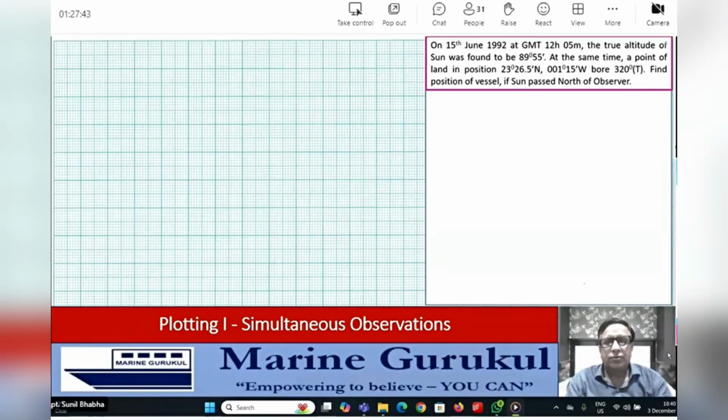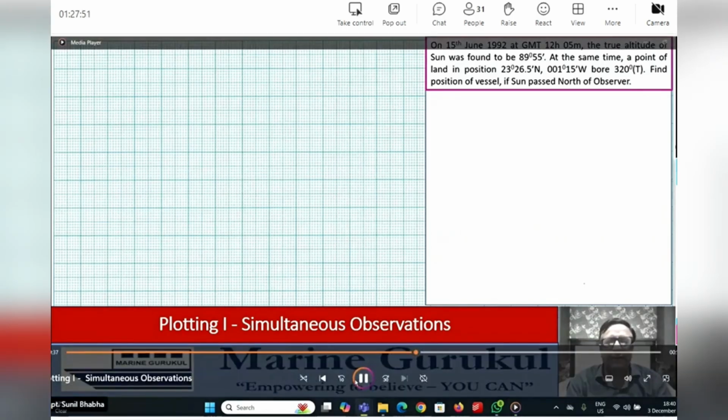On 15th June 1992 at GMT 12 hours 05 minutes, the true altitude of the sun was found to be 89 degrees 55 minutes. Now, beta, this question involves the concept of a high altitude observation. You see the altitude of the body is 89 degrees 55 minutes. So have you done this high altitude observation in chart work?